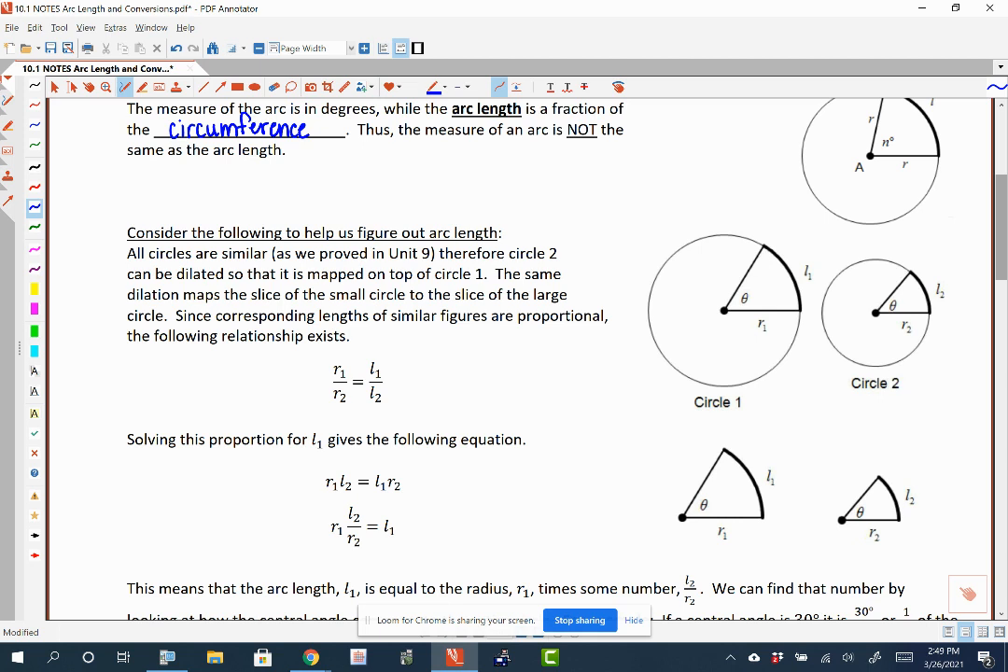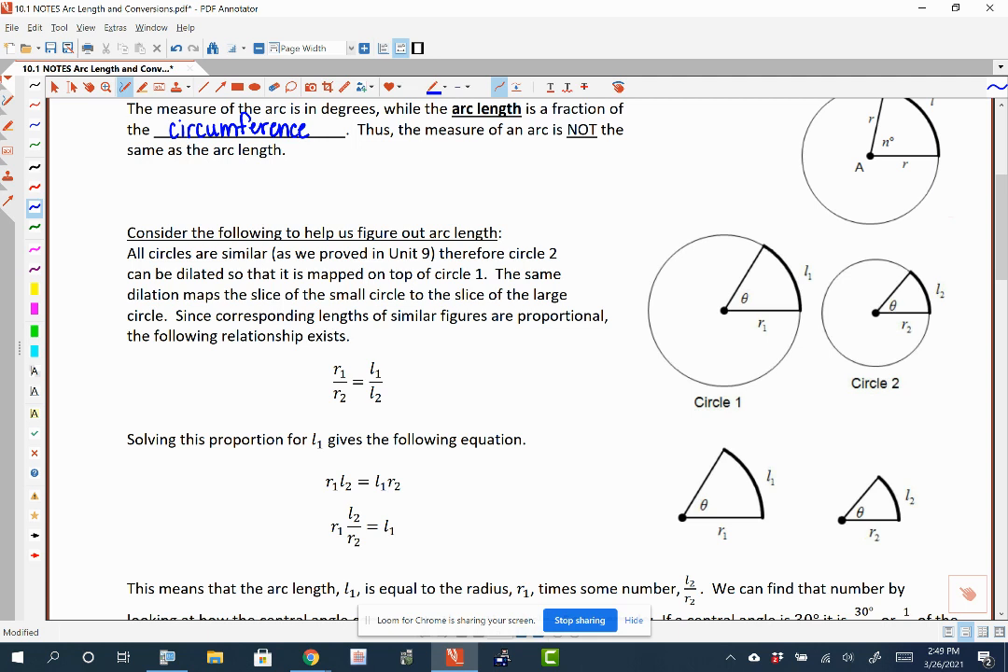So all circles are similar, and we looked at a proof of that in Unit 9, and therefore circle 2 can be dilated so it's mapped on top of circle 1. So if we took circle 2 and made it bigger, it would be identical to circle 1. We could also go the same way, going from circle 1 to circle 2. The same dilation maps the slice of a small piece to the slice of a large piece. So if we just look at that slice of circle 2, we could map it to that slice from circle 1.